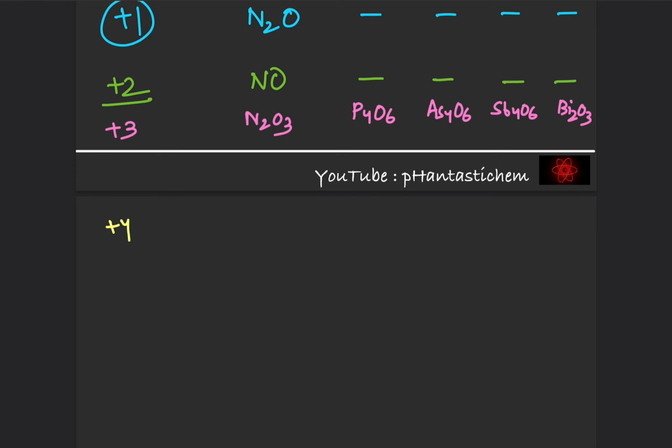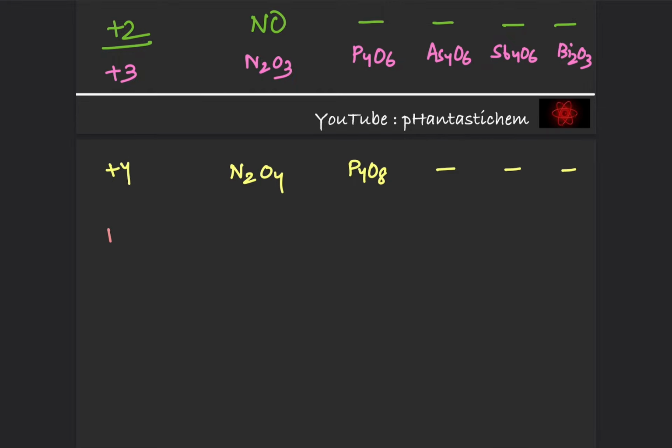Oxidation state +4. Again, nitrogen forms N2O4, which is dinitrogen tetroxide. Then phosphorus forms P4O8, which is phosphorus tetroxide. And none of the other elements form oxides having oxidation state +4. Then we have the last one, that is +5. In +5, nitrogen forms N2O5, which is dinitrogen pentoxide. Phosphorus forms P4O10, which is phosphorus pentoxide. Arsenic forms As4O10, which is arsenic pentoxide. Antimony forms Sb4O10, which is antimony pentoxide.